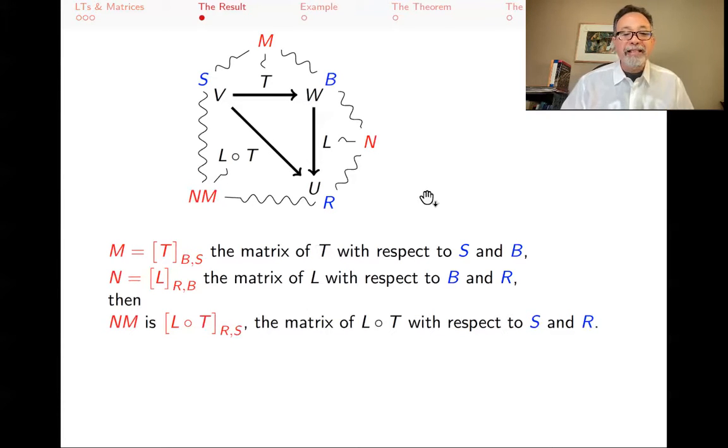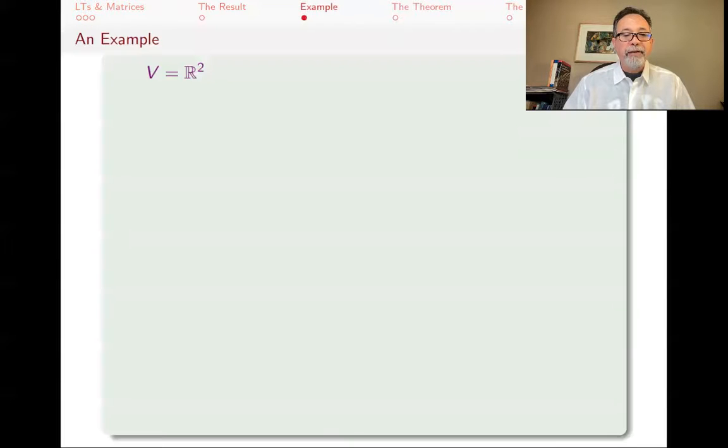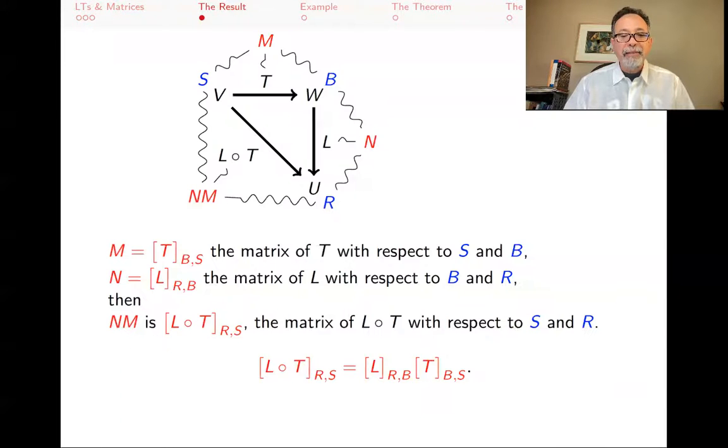Okay, so that's the result. Matrix multiplication corresponds to function composition, composition of linear transformations, and that's sort of neat. Okay. So let's look at an example.